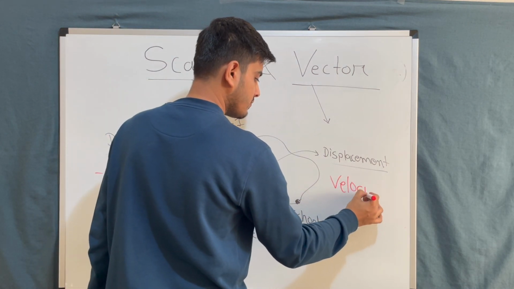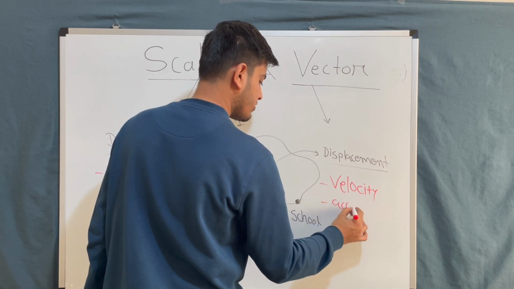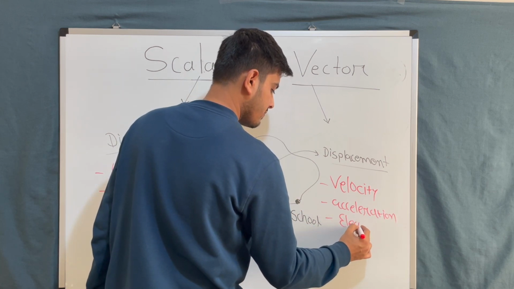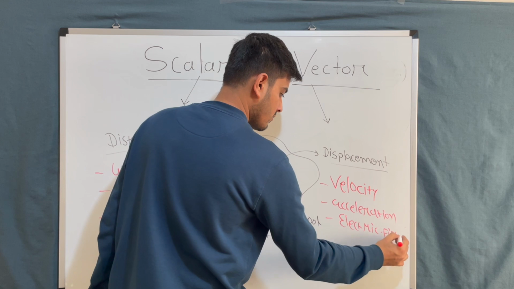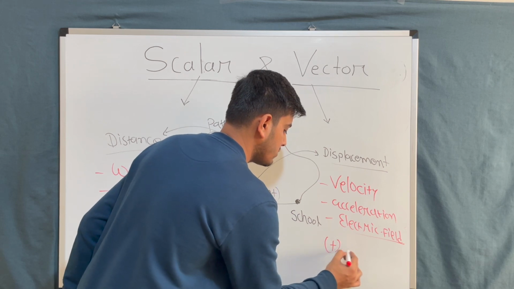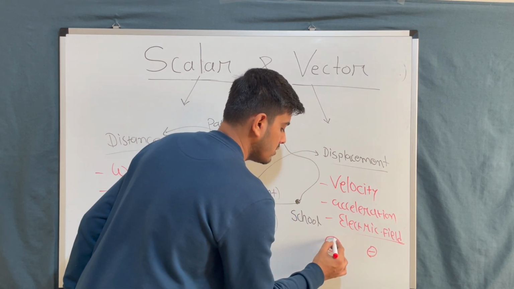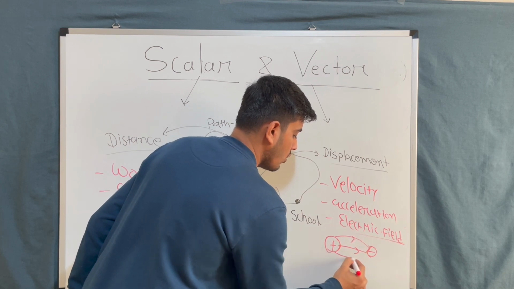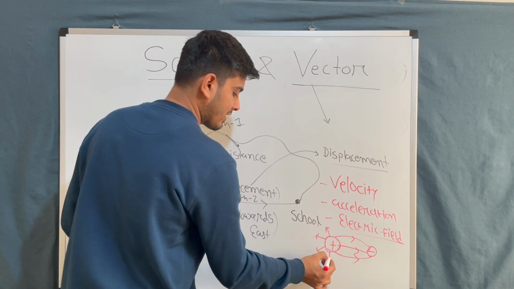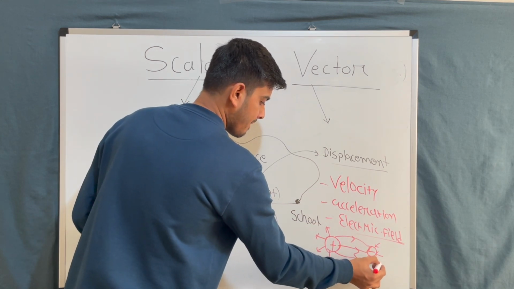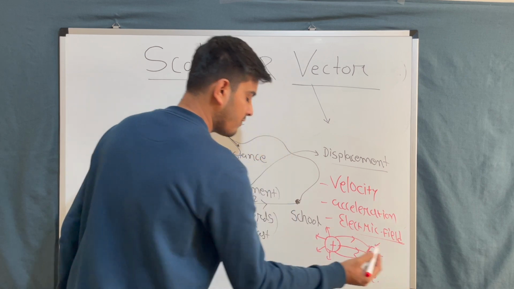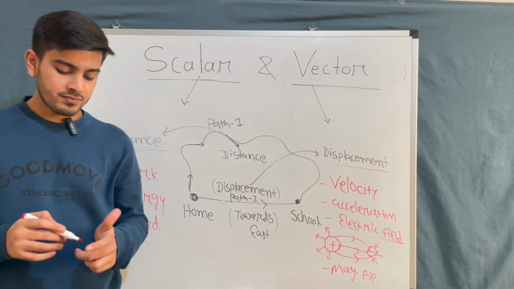Vector quantities: velocity, acceleration, electric field. Do you know what is the direction of electric field? It's always from positive to negative. So positive charge, positive to negative, or we can say away from positive and towards negative. So that's the direction of electric field. Then magnetic field. These all are examples of vector quantity.